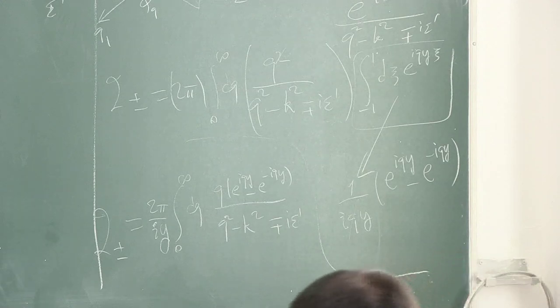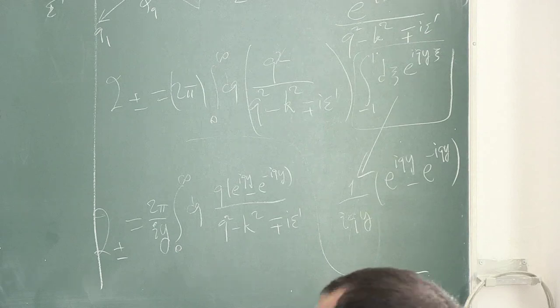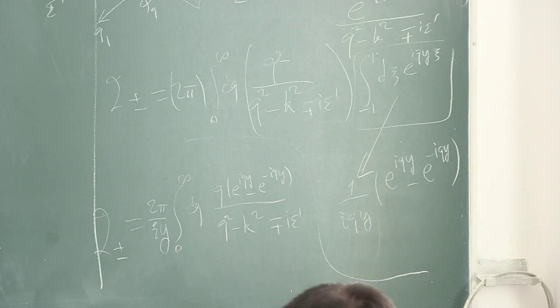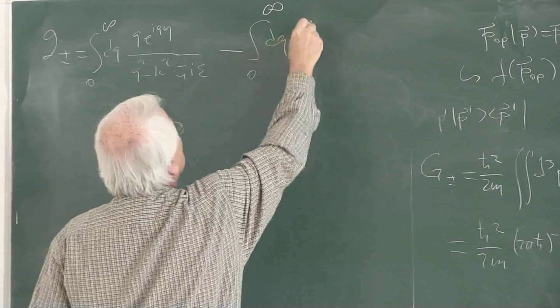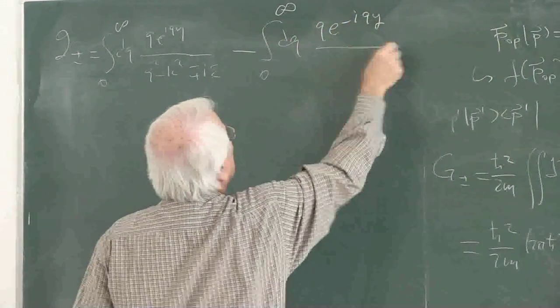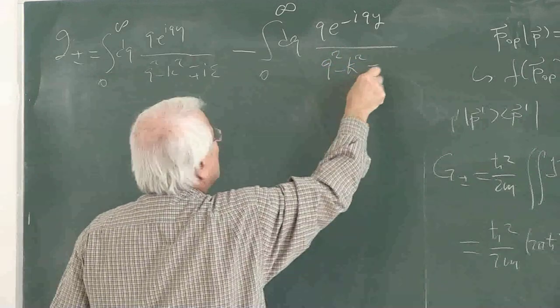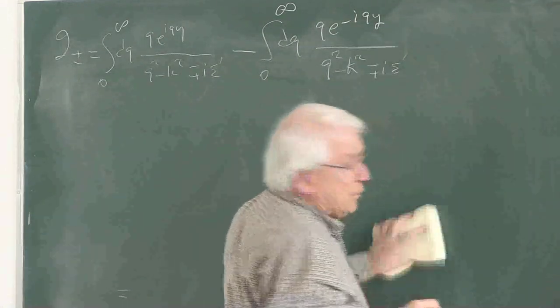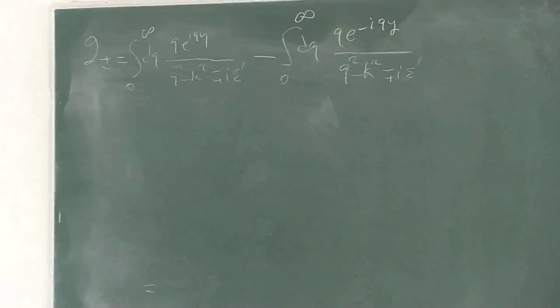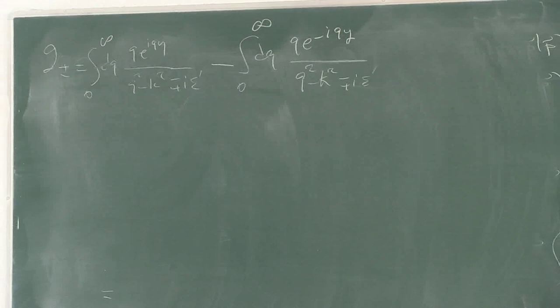Okay. The integral dQ Q e to the I Q Y divided by Q squared minus k squared minus plus I epsilon is the first integral. The second integral, with the minus sign again, from 0 to infinity, dQ Q e to the minus I Q Y divided by Q squared minus k squared plus minus I epsilon prime. If I drop the prime, forget it, because it's epsilon or epsilon prime, it doesn't matter. It is that intermediate expression which is going to be set to 0 at the end of the day. So this is the second integral. I split them into two.